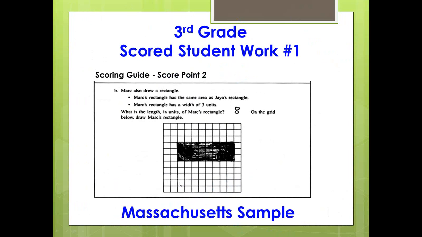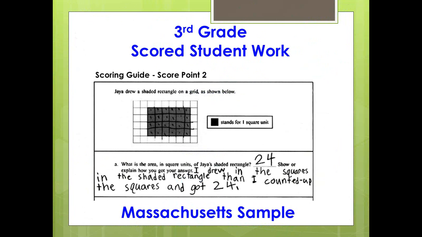Let me go back for just a second. Let's talk about part A of the question. Jaya drew a shaded rectangle on the grid, and we know that each one of the blocks was 1 square unit. So once again, A was: what is the area in square units of Jaya's shaded rectangle, and show or explain how you got your answers.